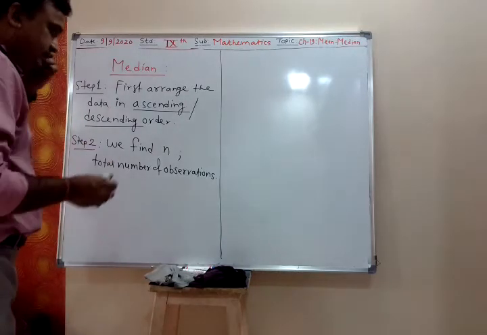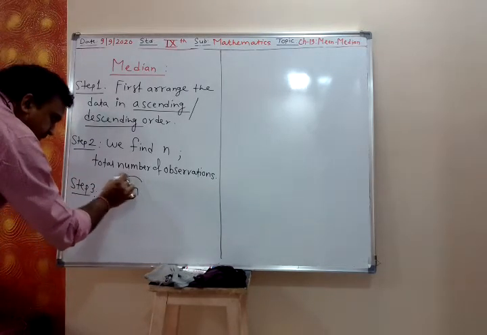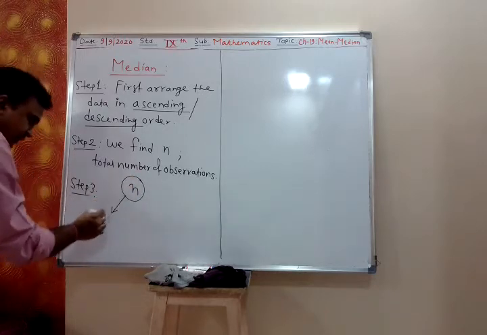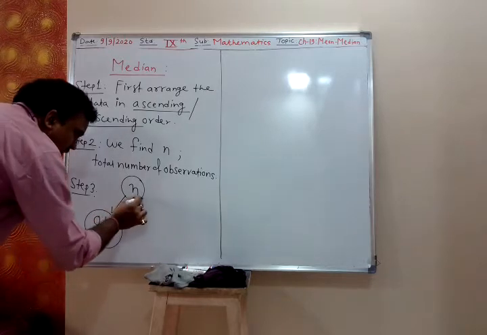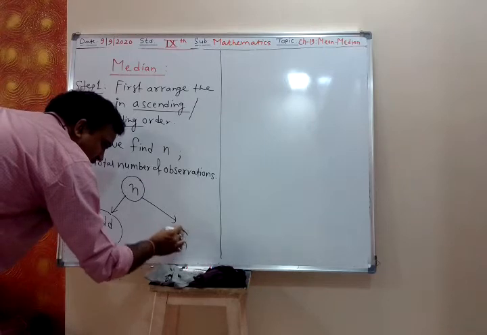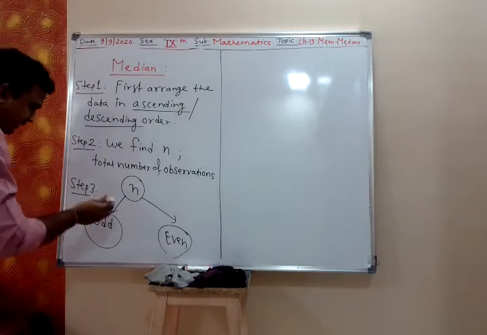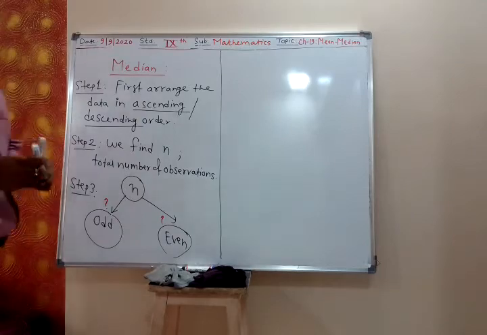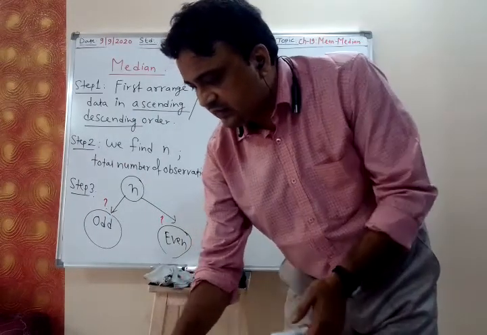Let me write this side. In step 3, you have to see whether this n is odd or this n is even. Is it clear? Whether this n is odd or this n is even.